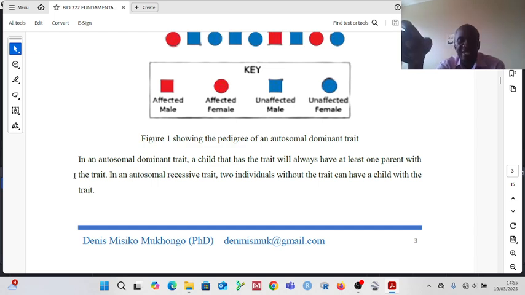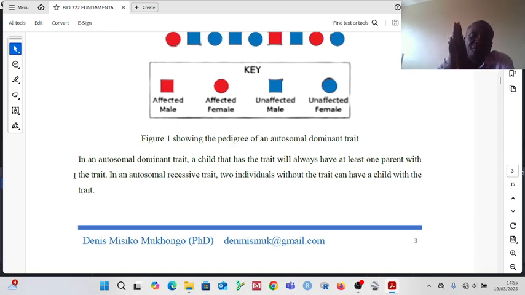And in this case, a child who has the trait will always have at least one parent with that trait. Because for a trait to be expressed in a child, the parent must have had it at some point. Okay?